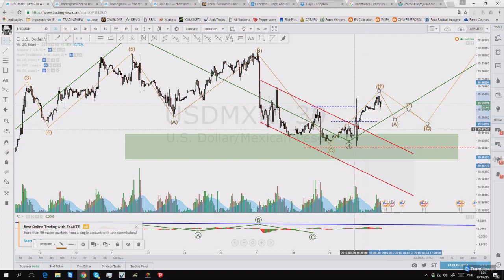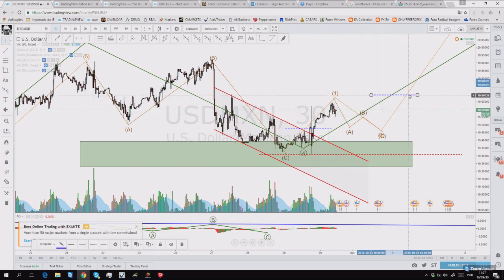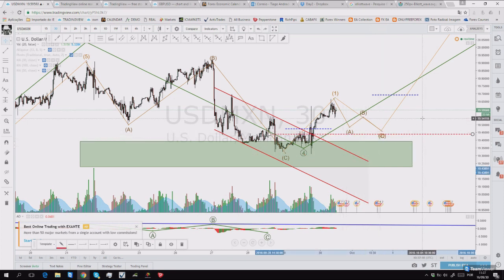So this would be entries where I enter long. Another thing you can do to be more conservative is wait for wave 1 to finish and then enter on the break of wave 1. And you'd be entering there, and your stop would be there. Does it make sense?